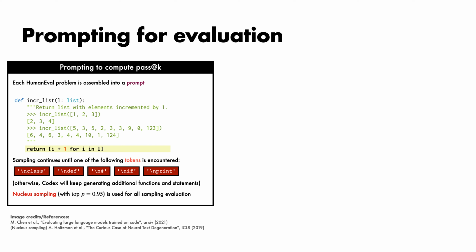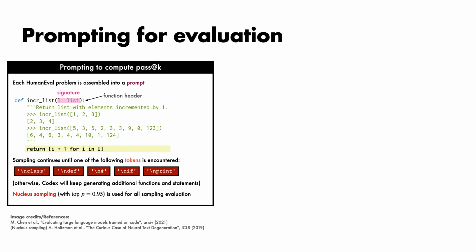We start with a function header, like incrementList, which includes a function signature that specifies that the function to be completed takes a single argument, L. For this function header, we also have a type hint indicating that L will be a list, but we do not have a return type, which in this case will also be a list.